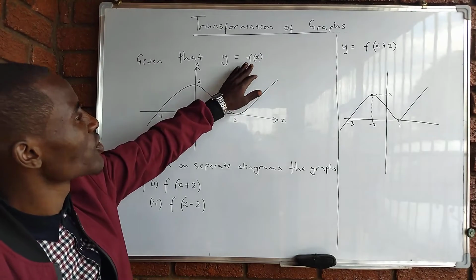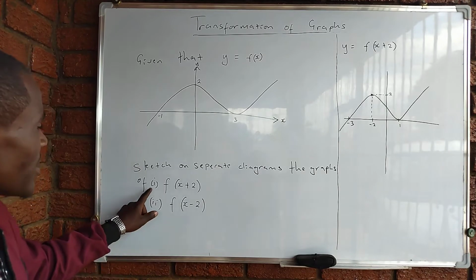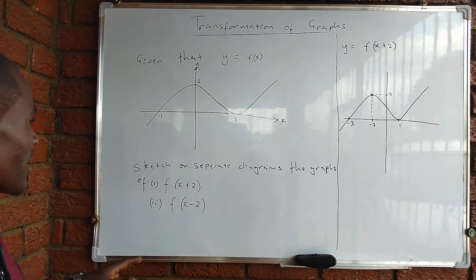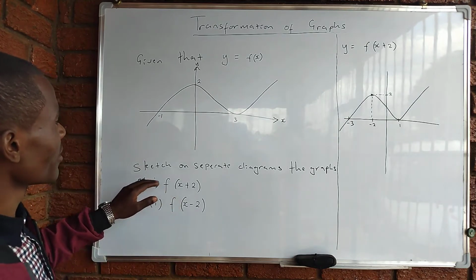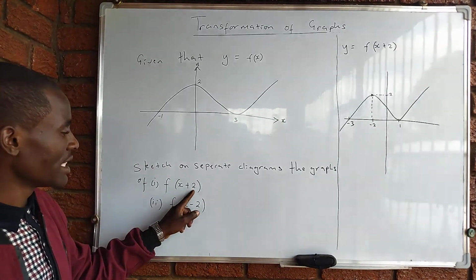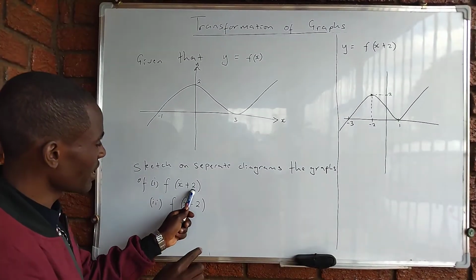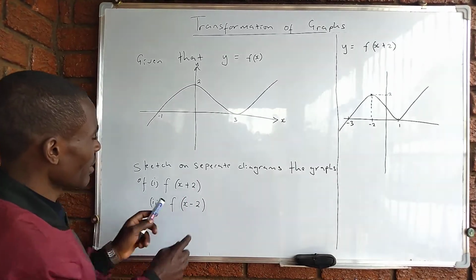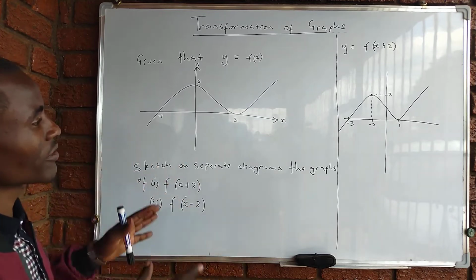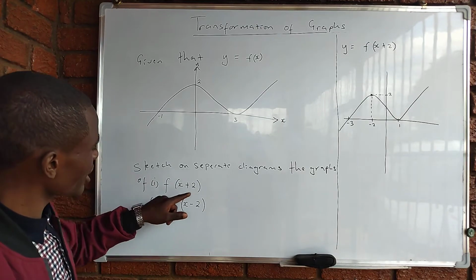So, given that y is equals to f of x, sketch on separate diagrams the graphs of item 1, f of x plus 2, right? Let me take the curve x squared, which was f of x. We say this is a translation of 2 units in the negative x direction, right? When it is inside the bracket like this, it is in the x direction, but when there is a plus we are going to the negative, and when there is a minus we are going to the positive. So first you need to be able to describe a transformation, right? So this is a translation of 2 units in the negative x direction.